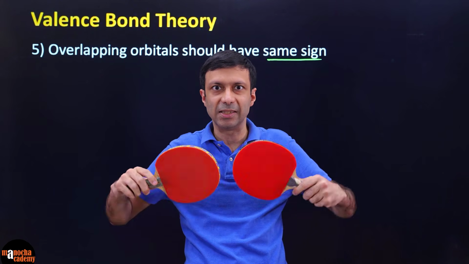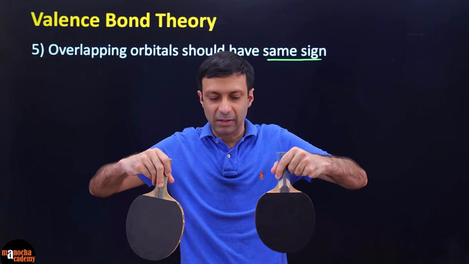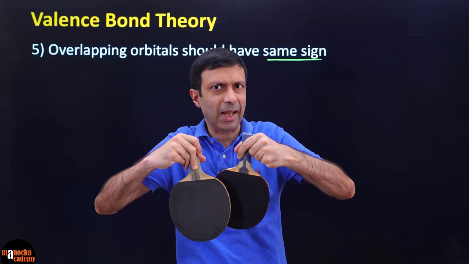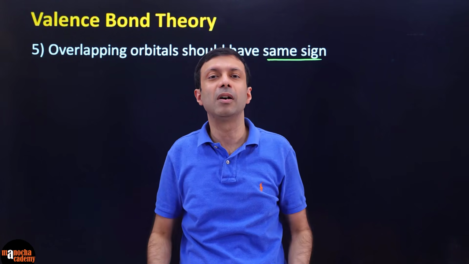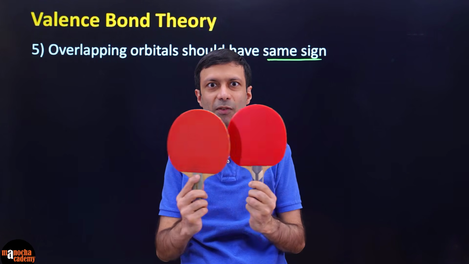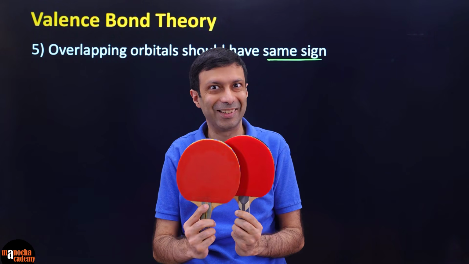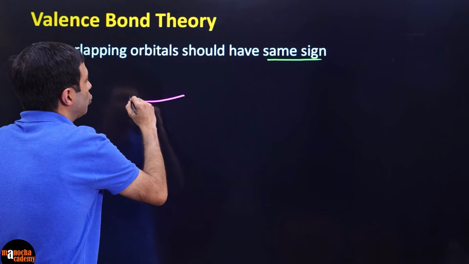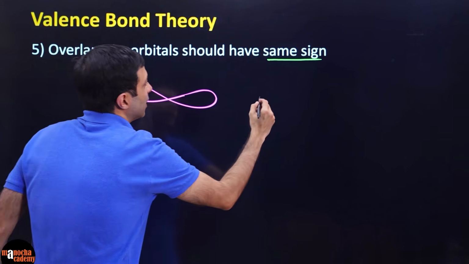And similarly, you have these, let's say the negative ends below. So then the two negatives will overlap. Are you guys getting the idea here? So let me draw the diagram also and explain. But please remember that the overlapping orbitals need to be of the same sign, whichever type of overlap you have. Clear?